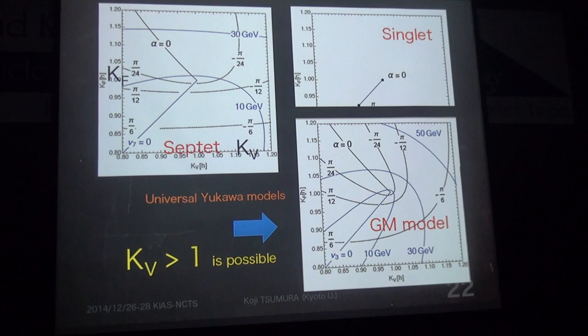For example, if we go this kind of way, usually we have the charged Higgs W-Z vertex in such a case. But actually, such a coupling is forbidden in, for example, the two-Higgs-doublet model. So if you want to make kappa V larger than one, such a coupling always appears. And also we need to introduce the W-charged Higgs boson vertex in such a case.